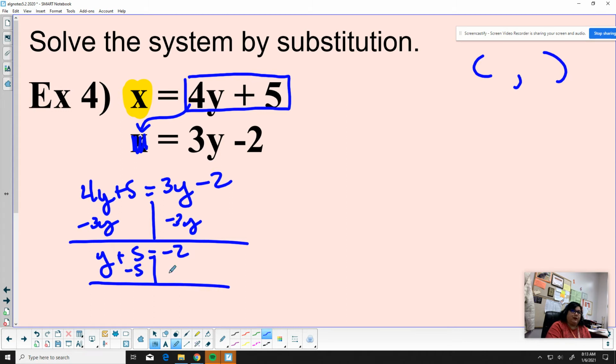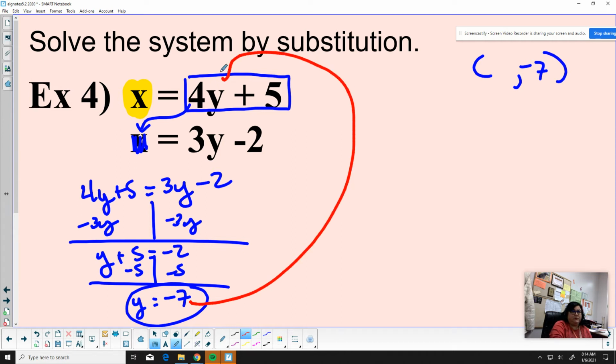And then I'm going to subtract 5 on both sides. So y is negative 7. And then to get my x, I take the negative 7 and I put it back in. I almost always put it back in the box that I created. So x equals 4 times negative 7 plus 5.